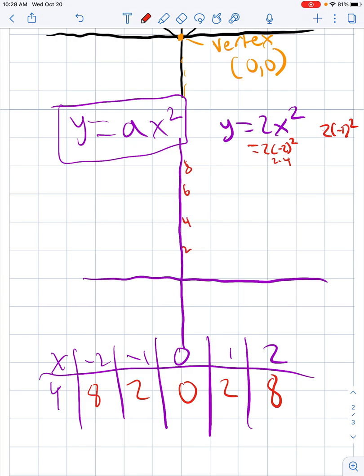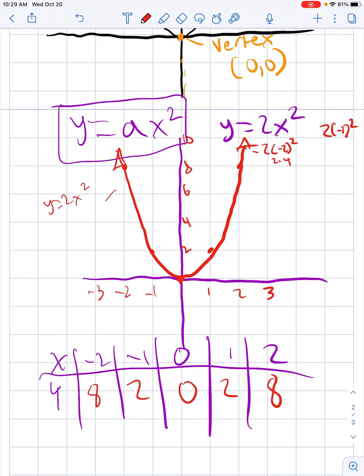So I could graph this. I'm going to go 2, 4, 6, 8, 10 on the y-axis, and 1, 2, 3, -1, -2, -3 on the x-axis. When x is 0, y is 0. When x is -1, y is 2. When x is -2, y is 8. When x is 1, y is 2. And when x is 2, y is 8. That's enough points for me to graph what my parabola should look like. So that's what it would look like if my function was y equals 2x squared.